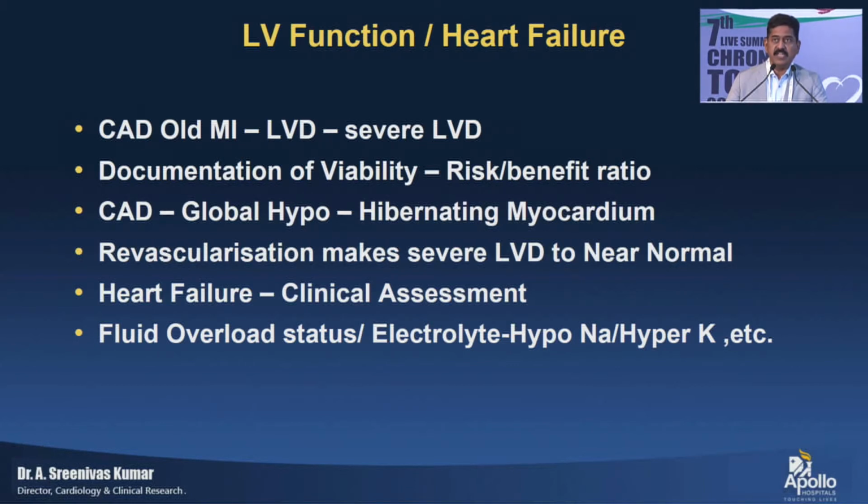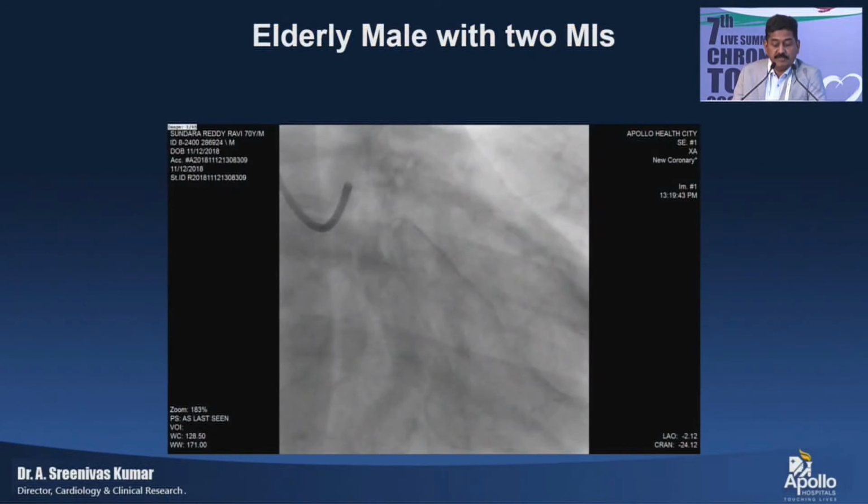Whereas, vis-a-vis, a young lady, I will try to show some example if time permits, a young lady coming with global hypokinesia, you can't write them off saying that nothing much can be done because of LV dysfunction. That is a lot of hibernating myocardium. We have seen patients where the LV becomes totally normal if revascularization is done properly. So we need to tailor our therapy depending upon the LV function, fluid overload status, and electrolyte dysfunction, hyponatremia, hyperkalemia, which need to be corrected before you take these patients on table.